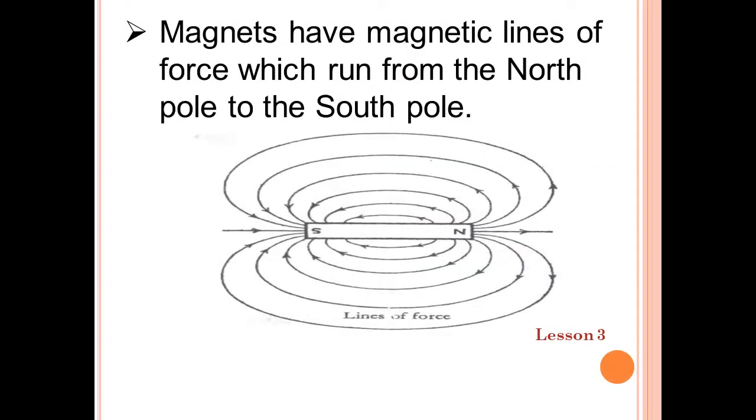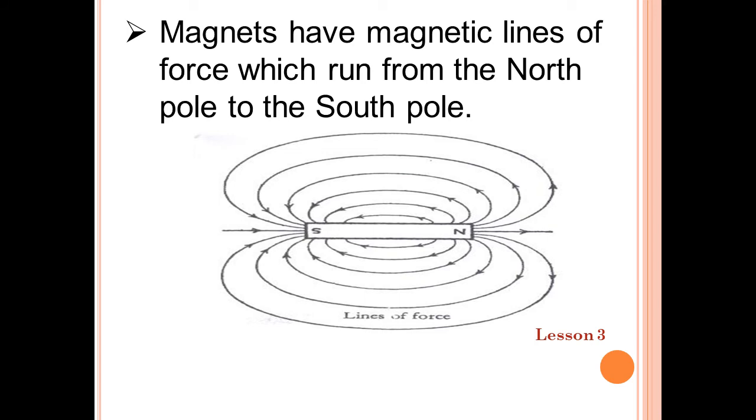Then the other behavior is what we learned some time back, that magnets have what we call magnetic lines of force, and they always run from the north pole to the south pole. So that is another behavior that we see. We may not be able to see these magnetic lines of force, but since they act within a region where we can feel the force of magnetism, we can always say that magnetic lines of force run from the north pole to the south pole.